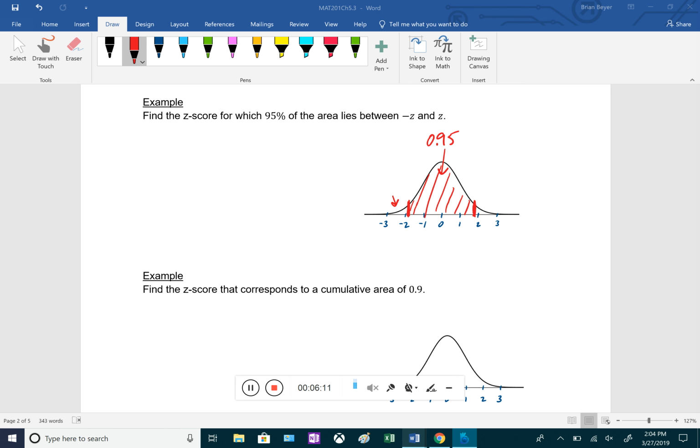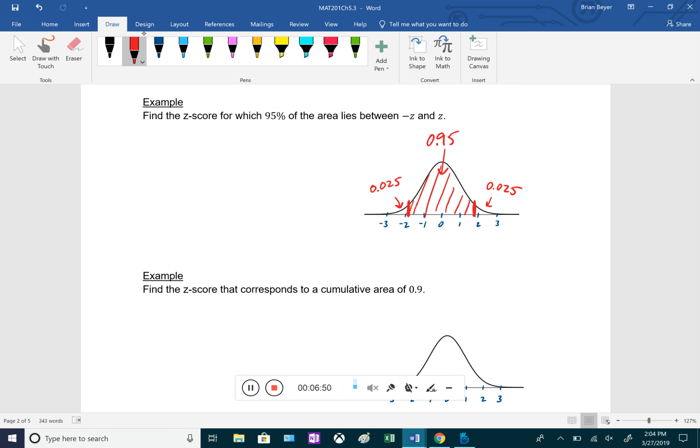So to do that, we have to understand that there's 5% on the left and 5% on the right. Or sorry, the 5% outside total. Since there was 95% between those two values, there has to be 5% outside, which means there has to be 2.5% here on the left, and there has to be 2.5% here because it's symmetric. So as a decimal, that means the area over here has to be 0.025, and over here also 0.025.